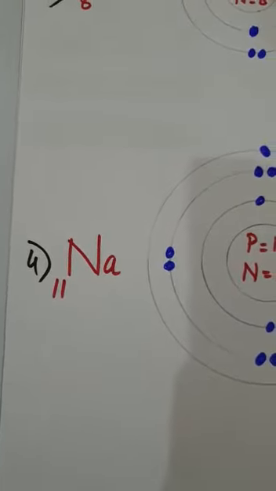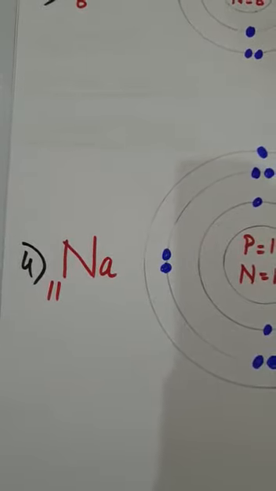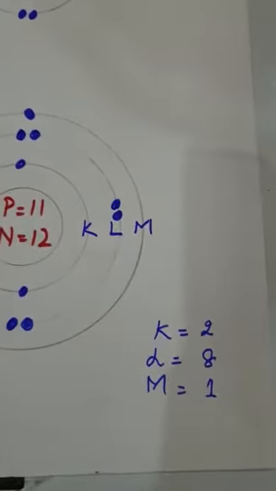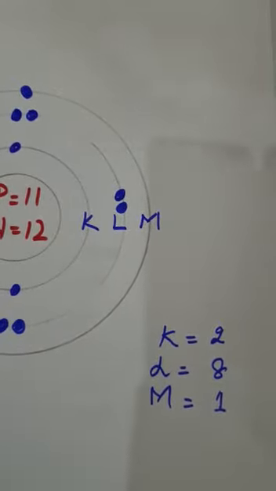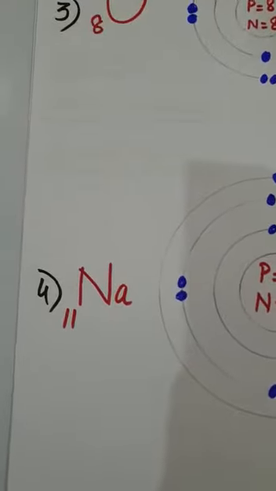As you know, an atom is a neutral particle, so the number of electrons and the number of protons are always equal. So if the number of protons is 11, the number of electrons will also be 11. 8 plus 2 is 10, 10 plus 1 is 11. So the electrons are also 11, and the protons are also 11.